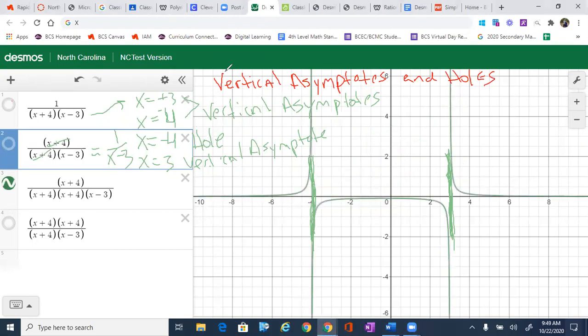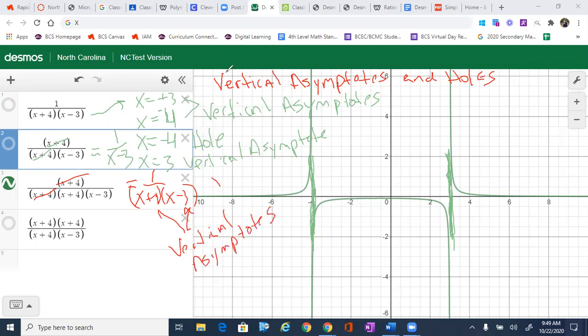If I look at this one in this case, notice that x equals -4 and x equals +3 are vertical asymptotes again. Now let's look at why that is occurring. Notice that x plus 4 and x plus 4 cancel, and we are still left with 1 over (x plus 4) and (x minus 3). Both of them are producing vertical asymptotes, and the reason why is because they're still in the denominator. They are not getting canceled out.